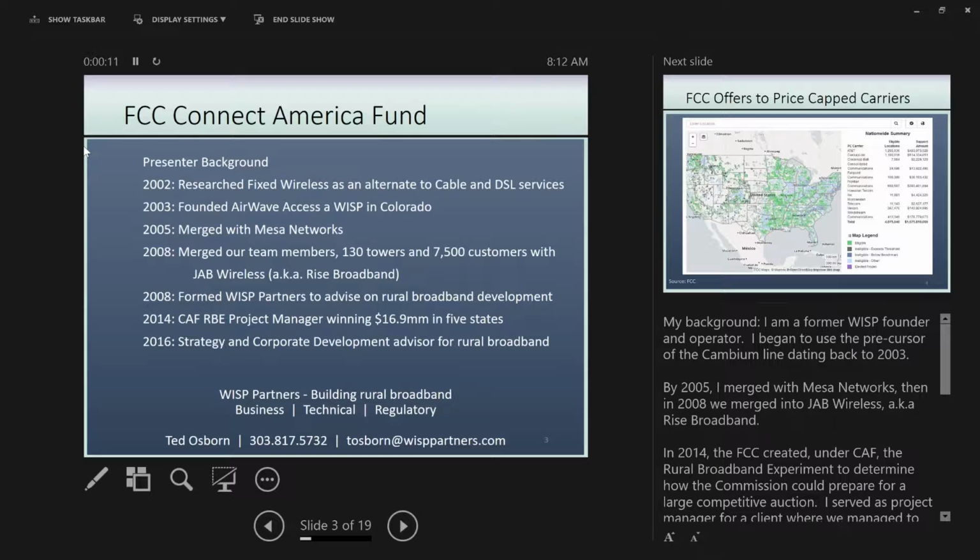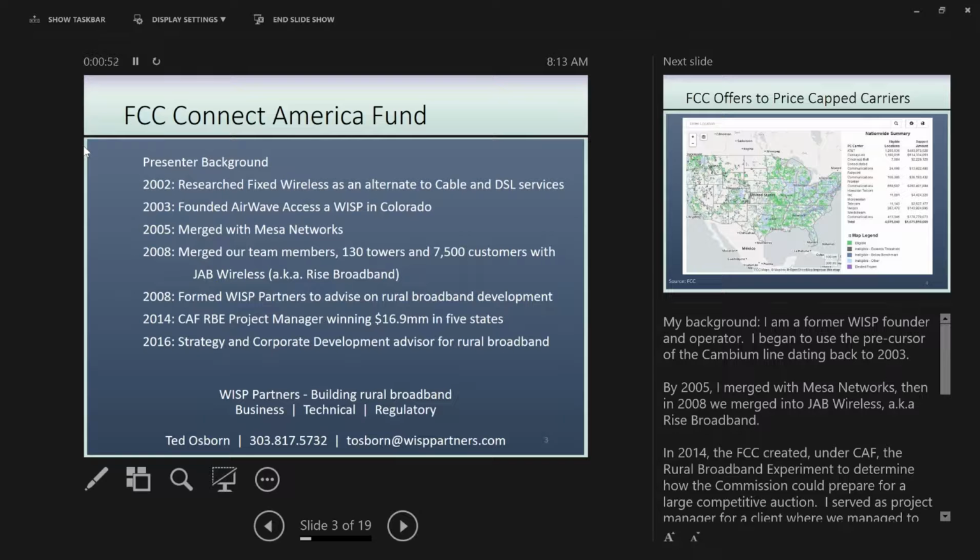As I was indicating, my background is that I founded and operated a WISP dating back to 2003. I began to use the precursor of the Cambium product line at that point in time, and we were exclusively on the Motorola Canopy platform during the 5 years that I owned and operated the business. In 2008, we merged that business into Jab Wireless, otherwise known as Rise Broadband. Since that time, I have been in the business of WISP Partners to advise on rural broadband development.